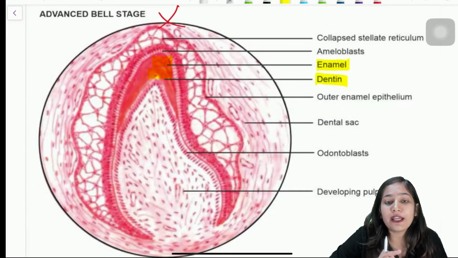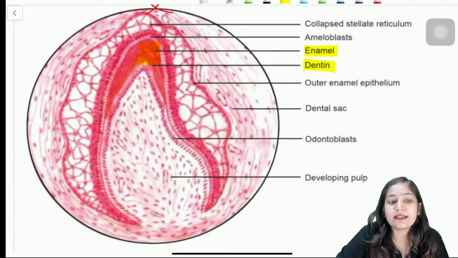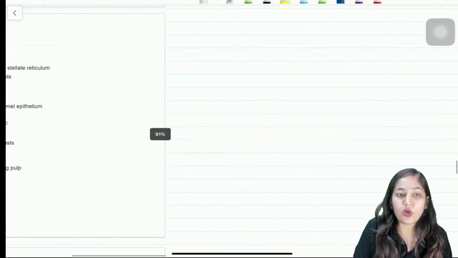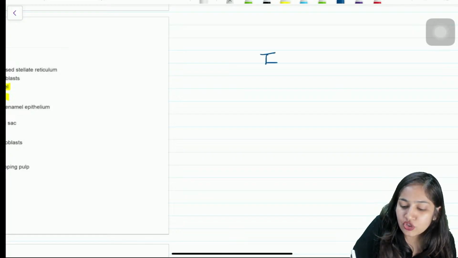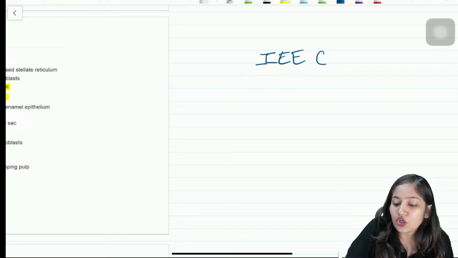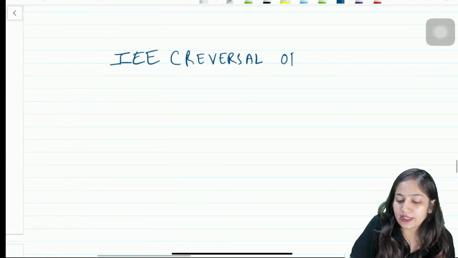Which cells will form enamel? Ameloblast cells. And which cells will form dentin? Odontoblast cells, right? So we will start with advanced bell stage. What will happen? Under the influence of inner enamel epithelial cells, which have undergone reversal of polarity, already they are metabolically active.